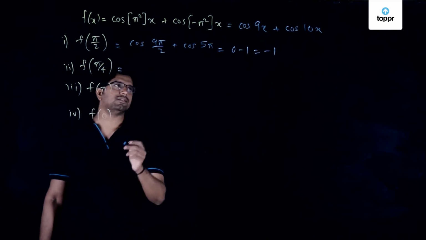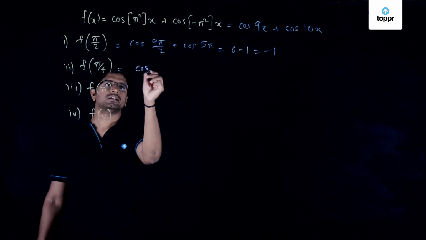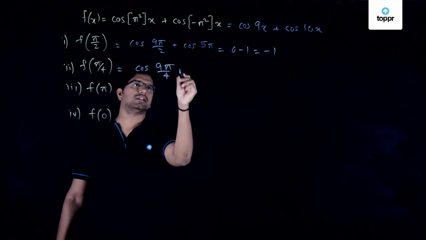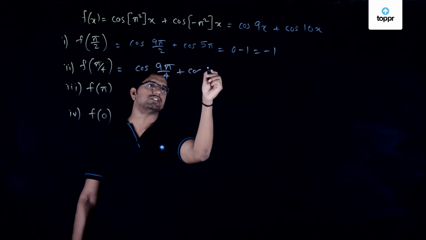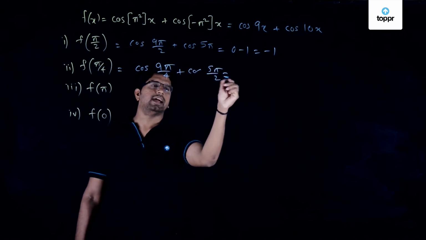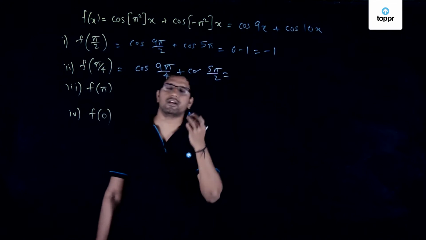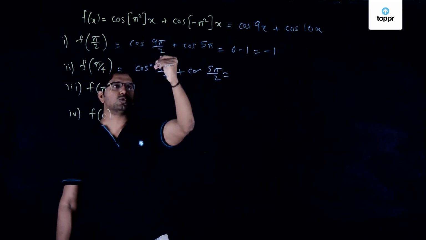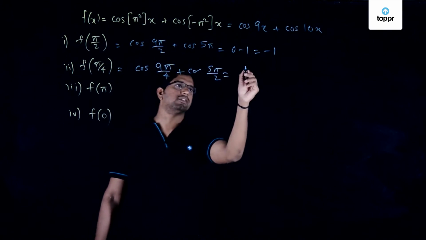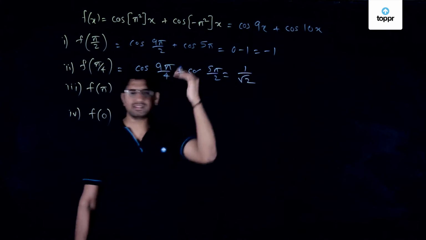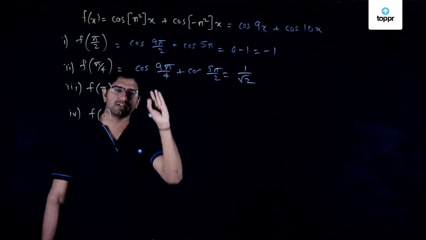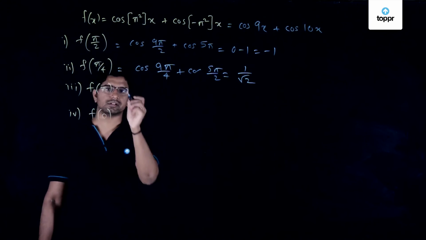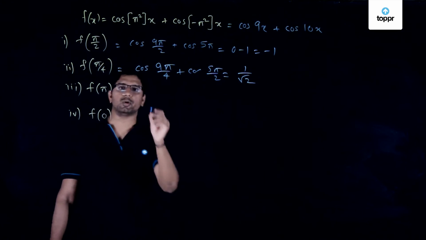Similarly, here what we have is cos 9 pi by 4 plus cos 10 pi by 4, which becomes cos 5 pi by 2, and again it is just a matter of computation. This can be written as 2 pi plus pi by 4, and therefore, this becomes 1 by root 2. So, the remaining part of the problem is actually standard calculation involving trigonometric functions. Nothing challenging about it.